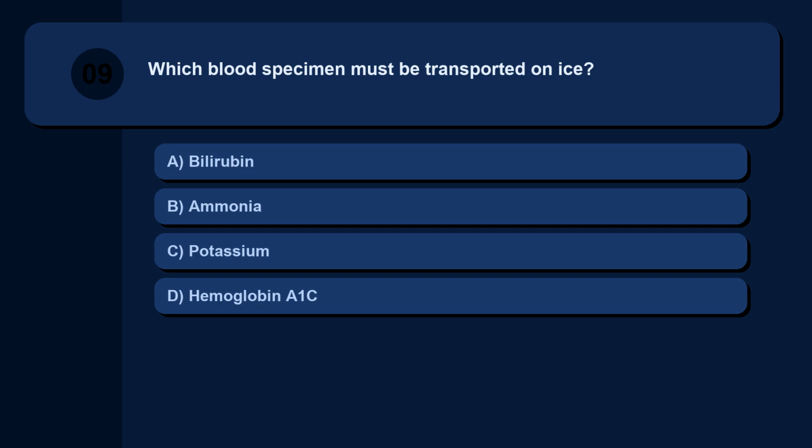Question 9. Which blood specimen must be transported on ice? Bilirubin, ammonia, potassium, hemoglobin A1c. Ammonia and lactic acid require ice transport to prevent concentration changes that would alter test results.